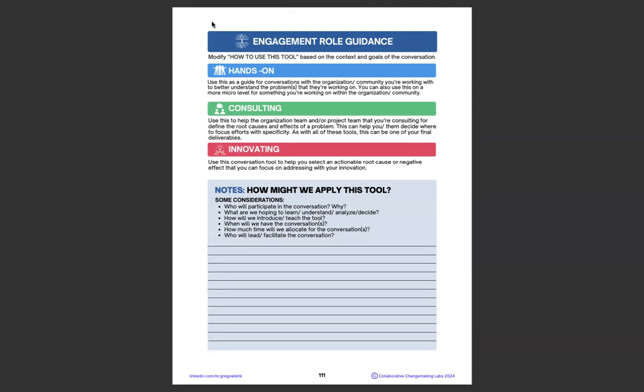Consulting. Use this to help the organization team and or project team that you're consulting for define the root causes and effects of a problem, as currently defined, right? This can help them decide where to focus efforts with specificity. As with all of these tools, this can be one of your final deliverables. And if you're innovating, use this conversation tool to help you select an actionable root cause or negative effect that you can focus on addressing with your innovation.